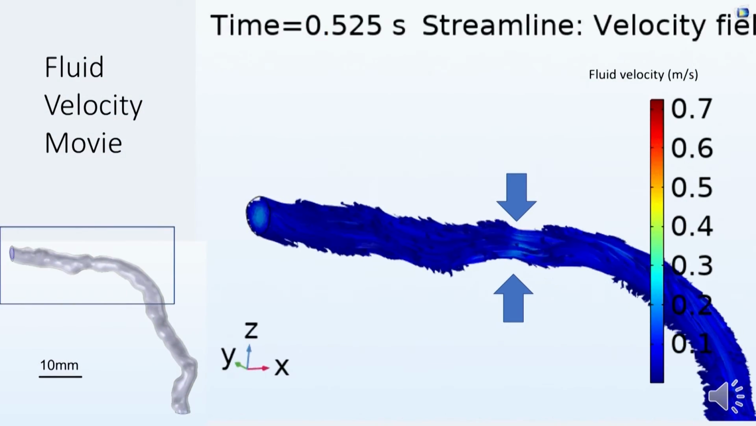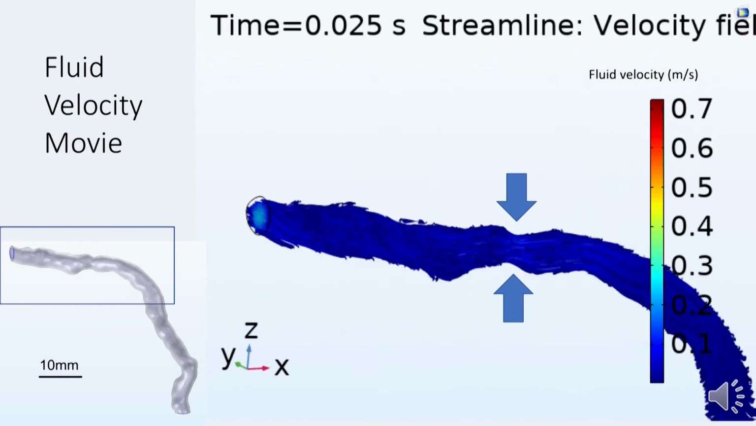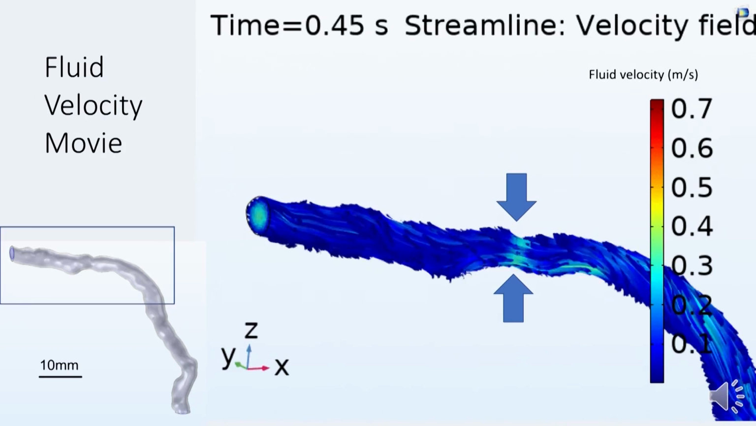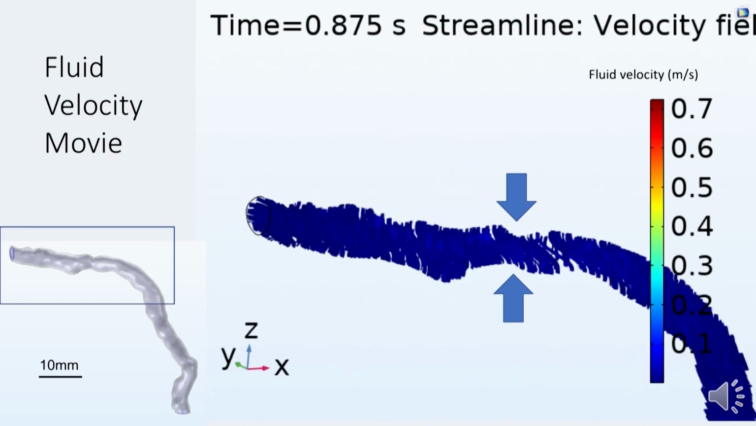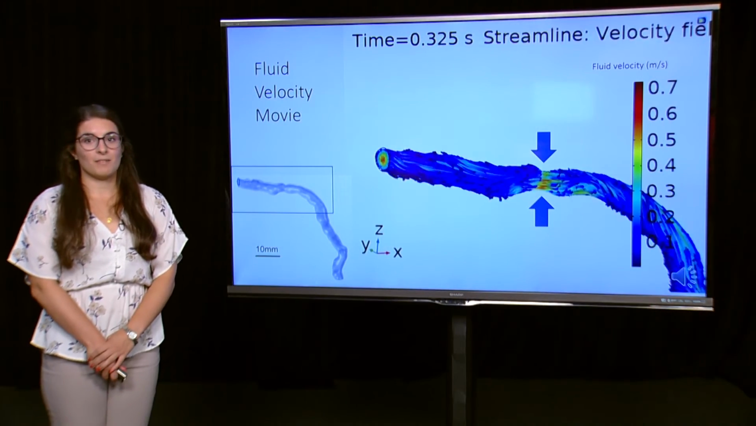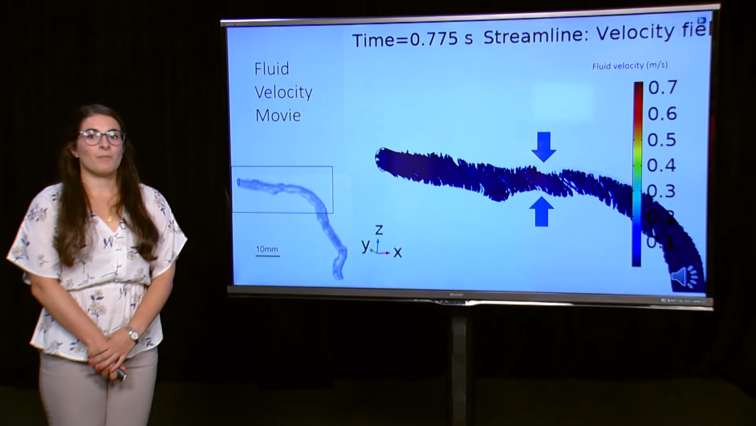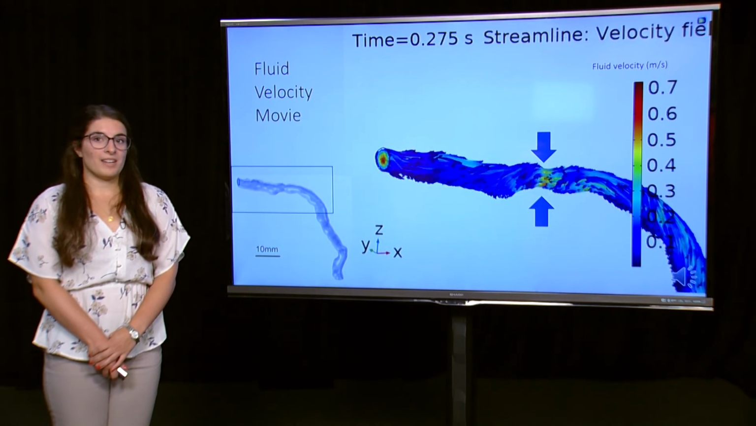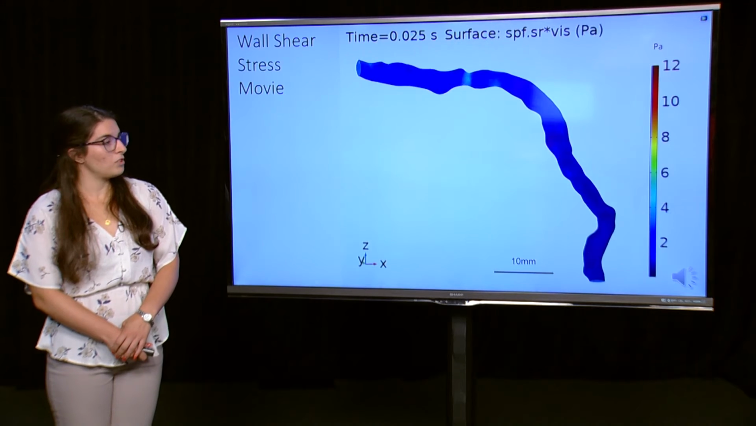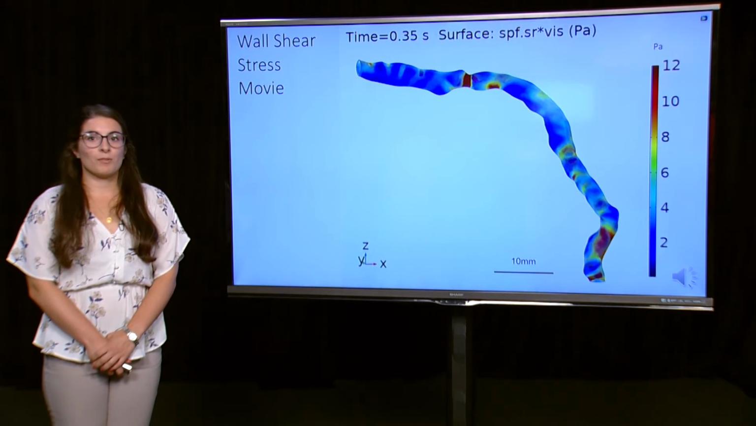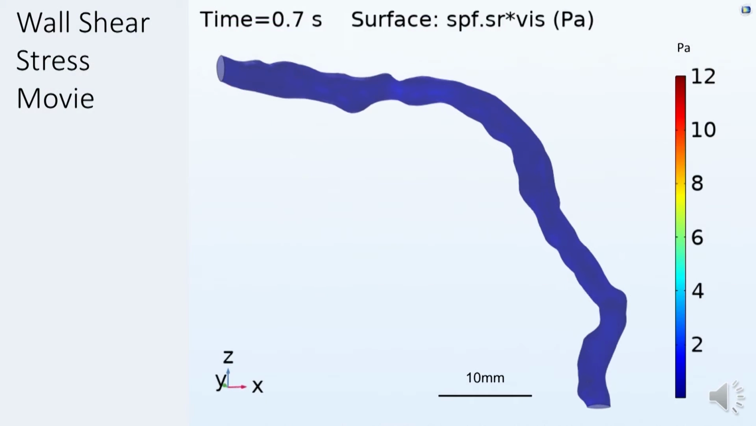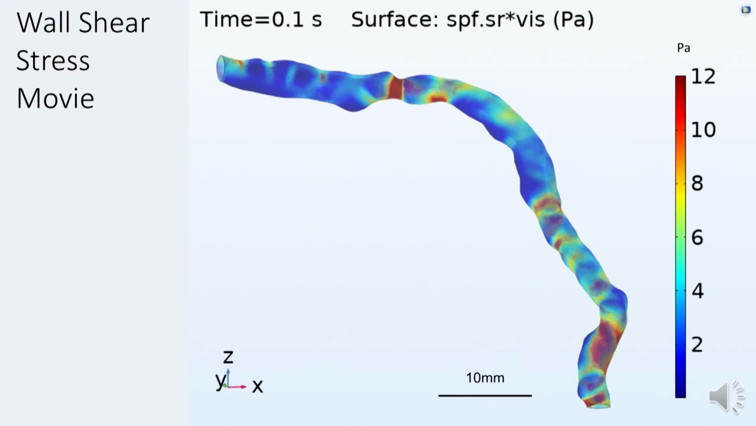This is a plot of the fluid velocity in the artery over the cardiac cycle, speeding up at the area that is narrower, indicated between the two blue arrows, to 0.7 meters per second at the inflow when it's the highest. We can also analyze the wall shear stress that shows a normal range between 0 and 12 pascals, again increasing the most at the area of narrowing.